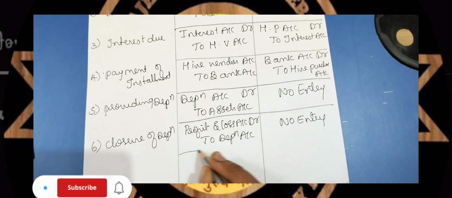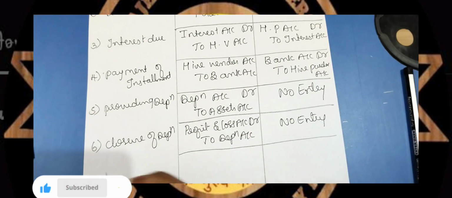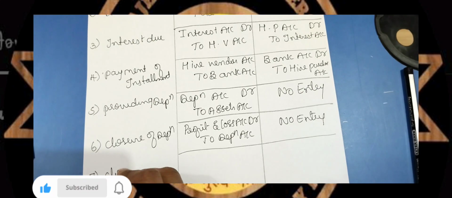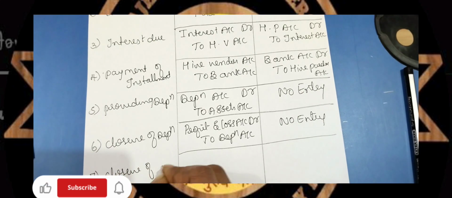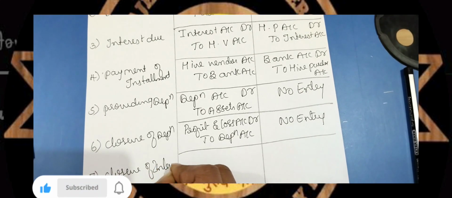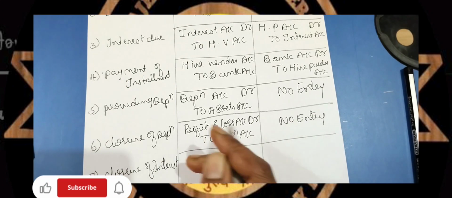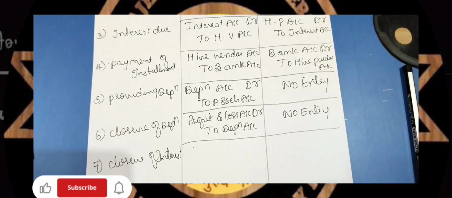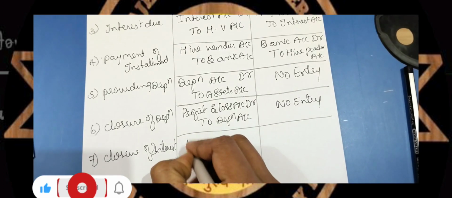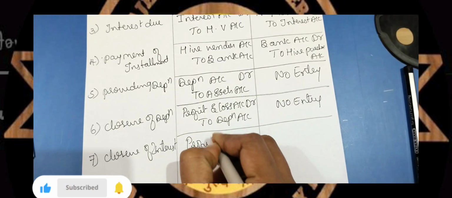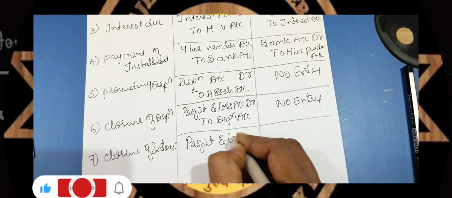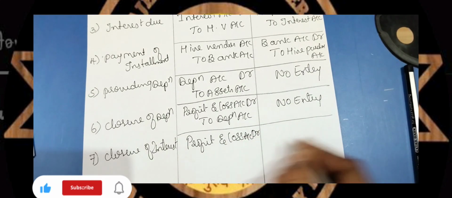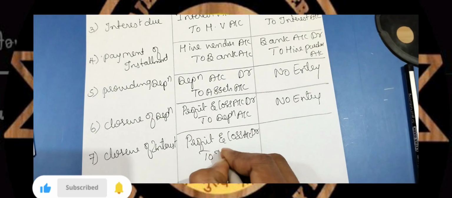We have opened the interest account also, right? So that interest account also we are closing. Closure of interest. How we are closing? By transferring to the profit and loss account. So profit and loss account we are debiting, profit and loss account debtor to interest account.